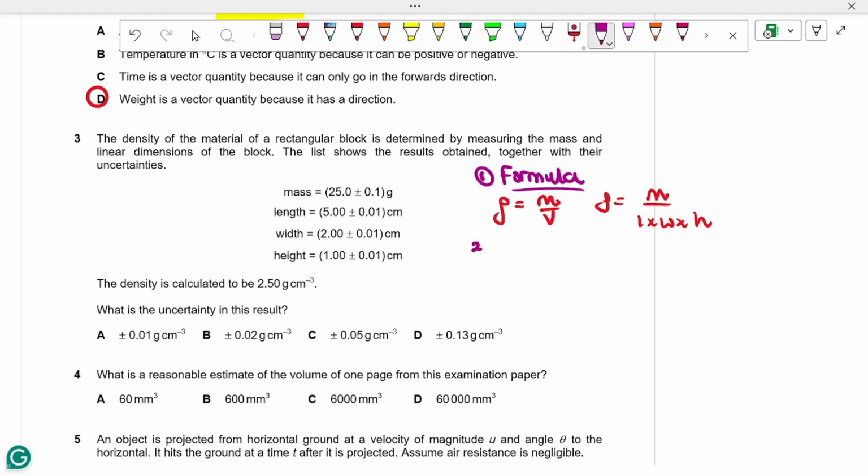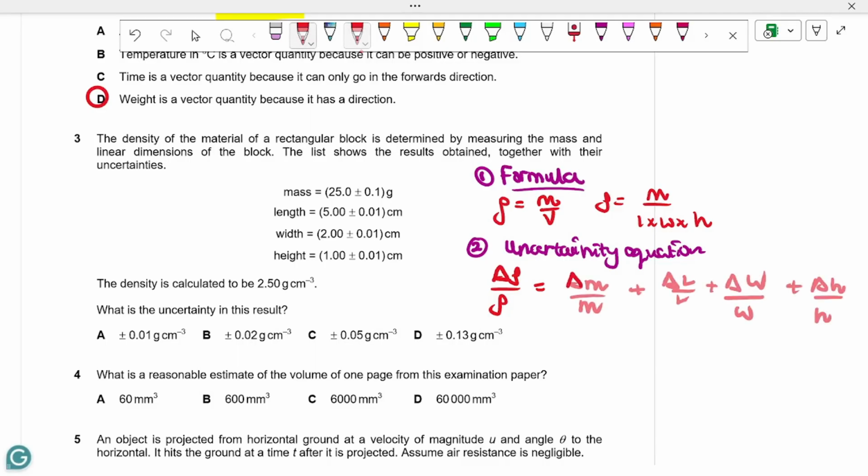The second part of all of this is to have your uncertainty equation, or I like to call it my UF. How that works is that you look at the quantities on the left-hand side and the quantities on the right-hand side. In this scenario, it's essentially delta rho divided by rho is equal to, then you look for all the quantities on the right-hand side. If they're constants, don't include them. Just look at the quantities themselves.